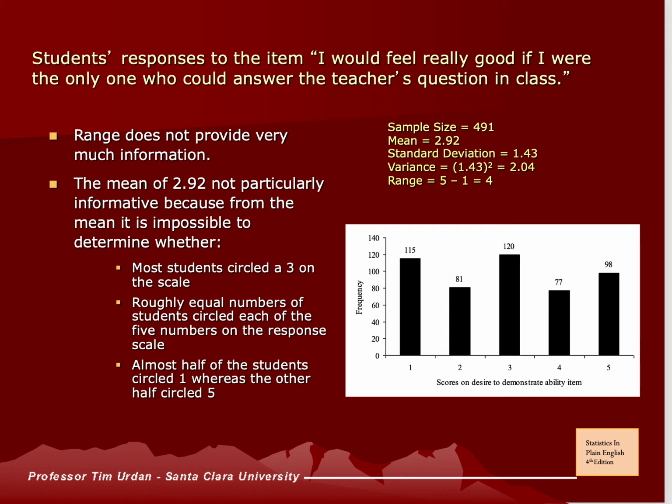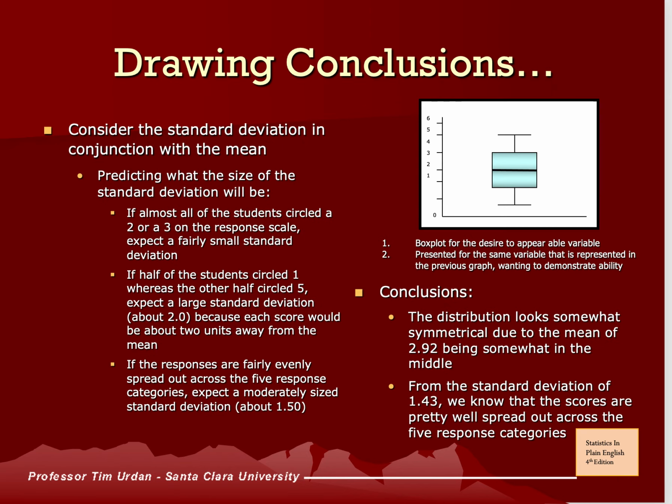When I see a range of 4, that alone doesn't tell me much, except that the data is not very spread out, and I don't know why. The mean of 2.92 isn't extremely informative because I don't really know if people circled 3 on the scale, or if a bunch of people circled 5 and a bunch of people circled 1, and it averaged out. So in this case, just having those facts isn't enough.